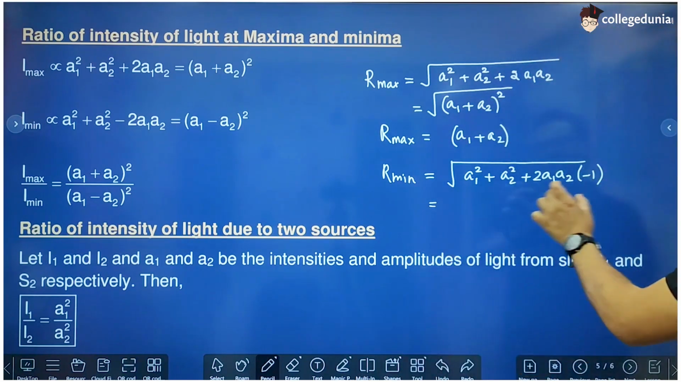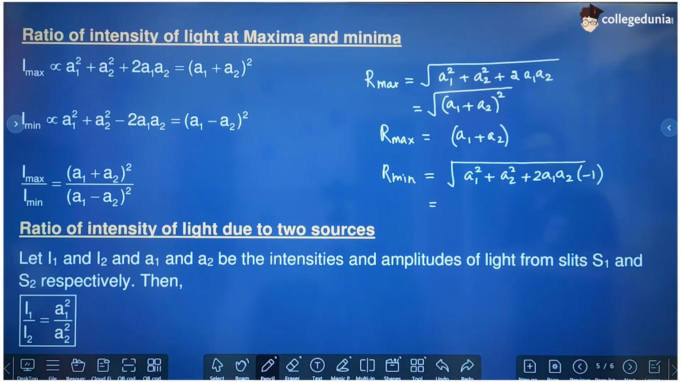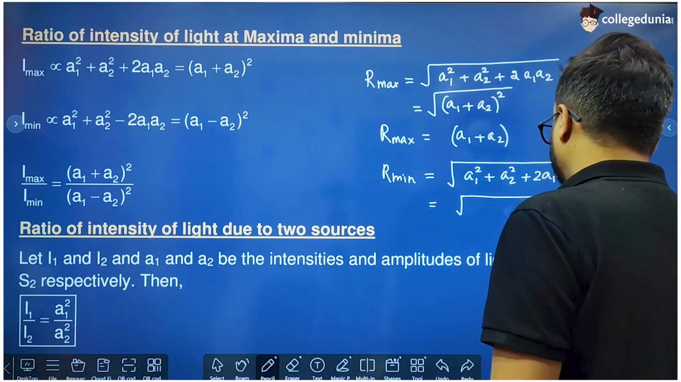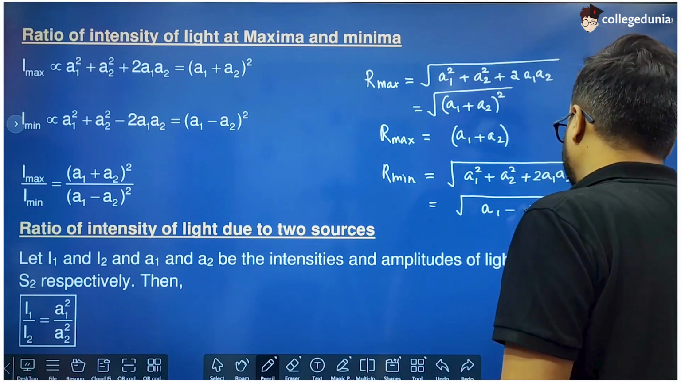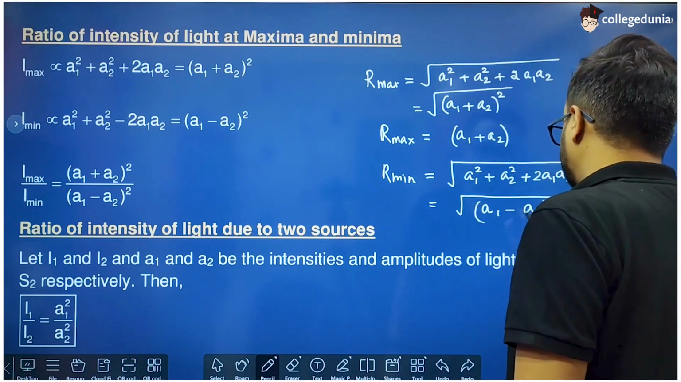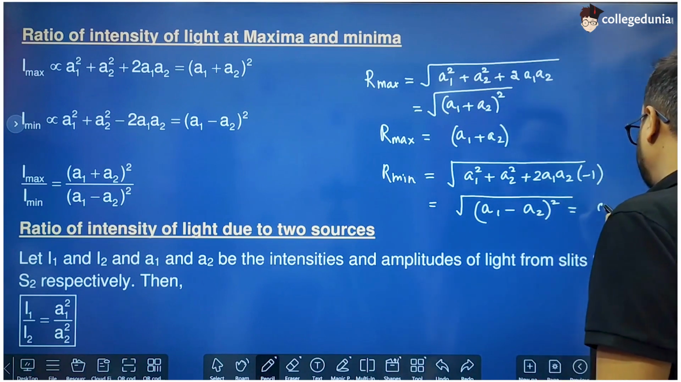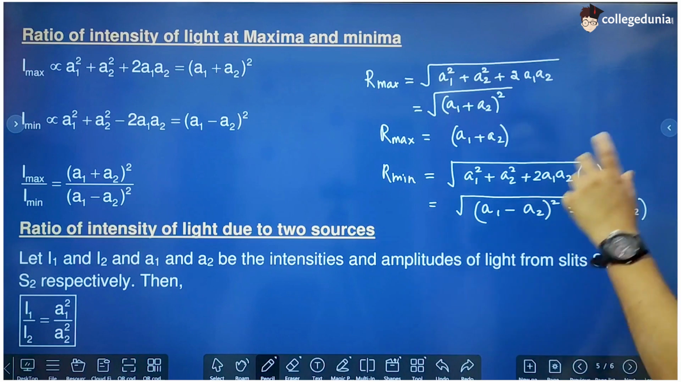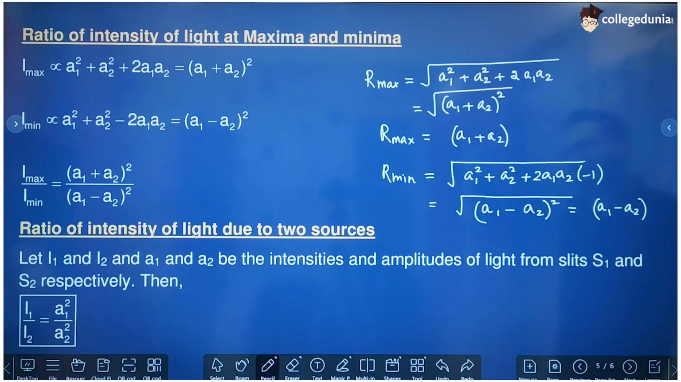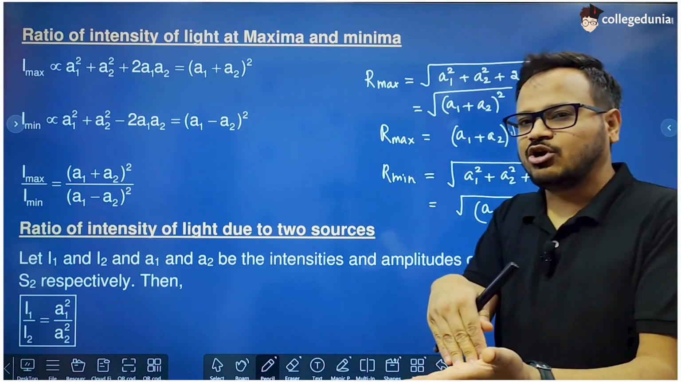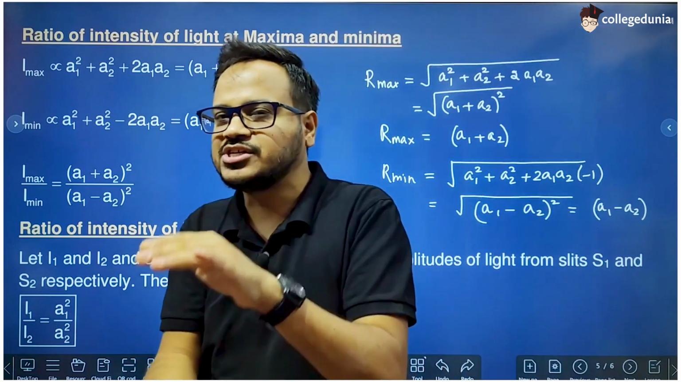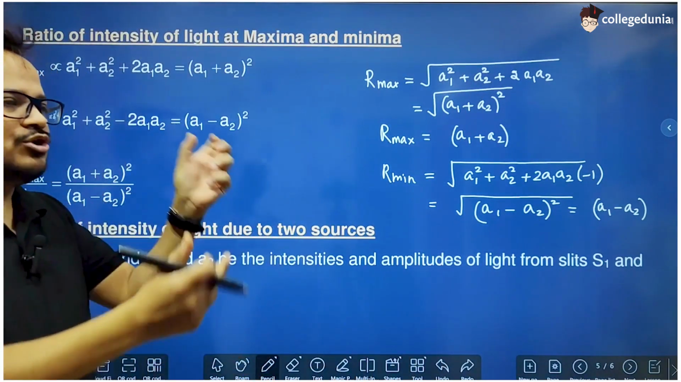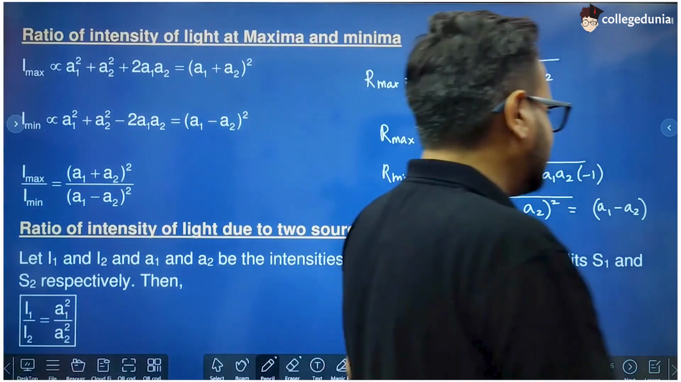So this is nothing but under root a1 square plus a2 square minus 2a1 a2, which is a1 minus a2 square, which is a1 minus a2. So obviously, in case of constructive interference, crest is falling on the crest and trough is falling on the trough, so the amplitudes get added up. But in case of destructive interference, their amplitudes are in opposite direction, so amplitudes will be subtracted.